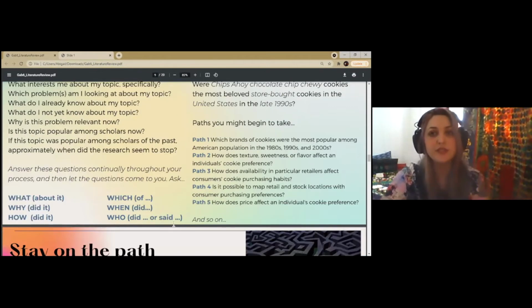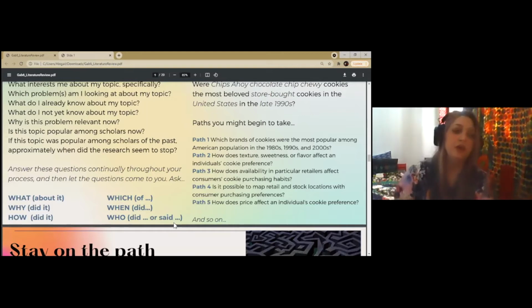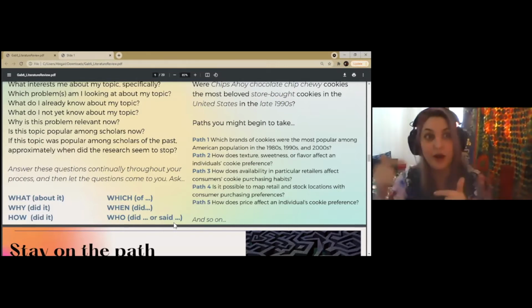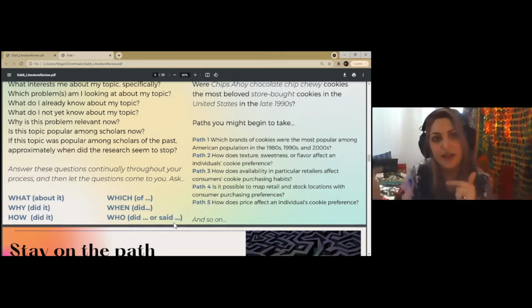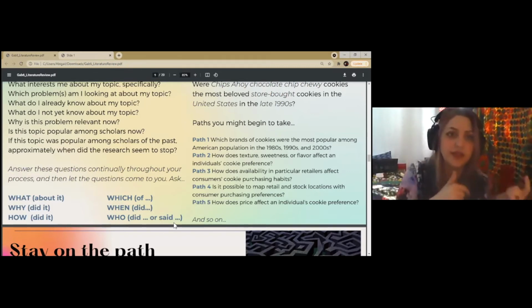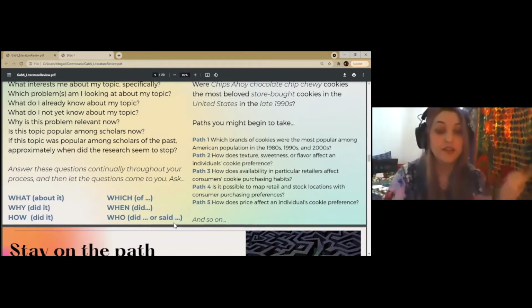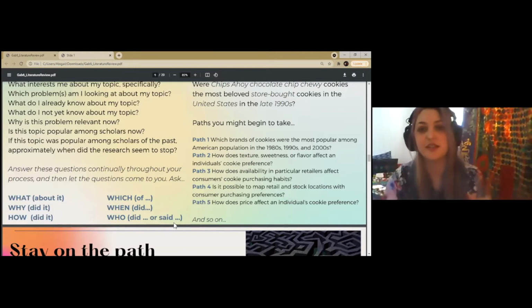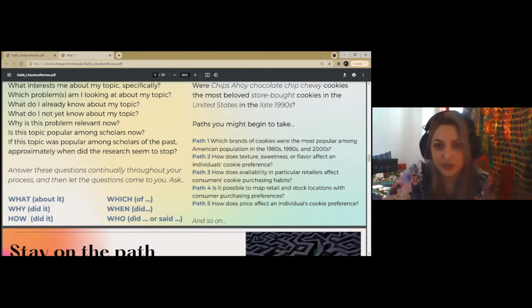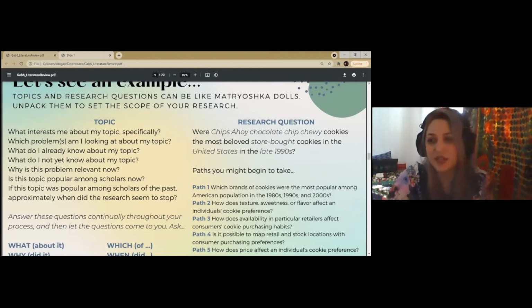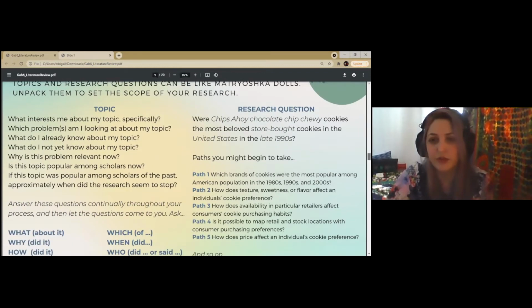After you determine some of the answers to these questions, you can start to ask yourself the golden formula for creating the research question, which is where you start to insert what about X, or why did X do, or how did X happen, or which one of, when did, who did, or said, etc. So for just a really basic, kind of silly example, I stuck with cookies because I didn't want to overwhelm you a little bit here.